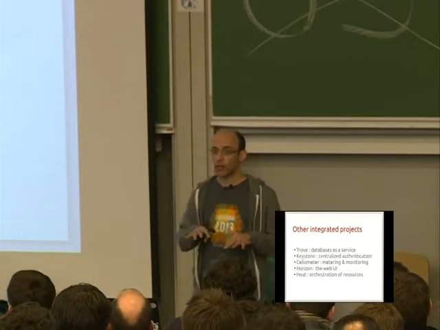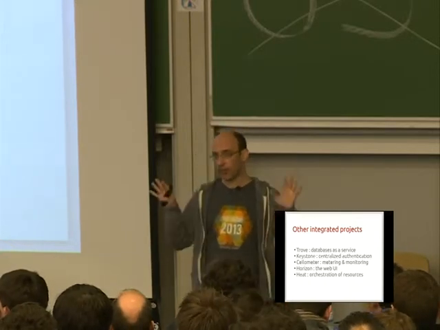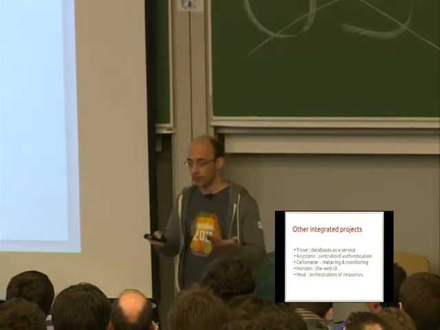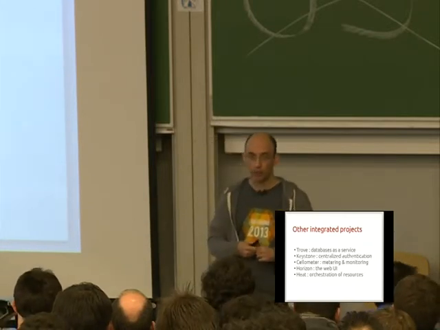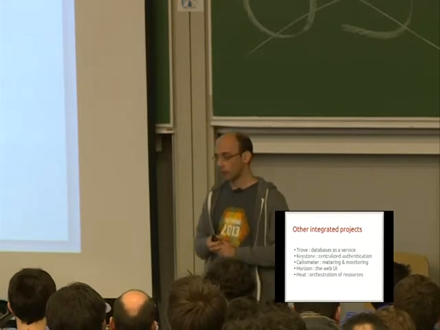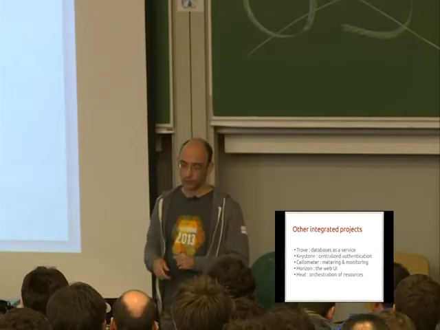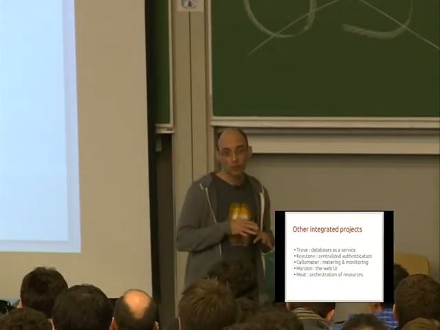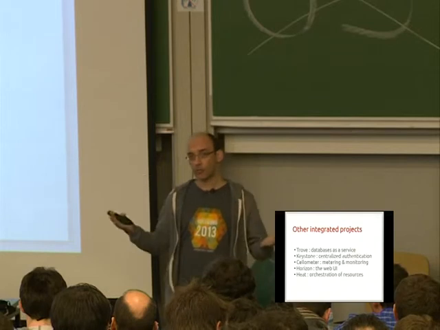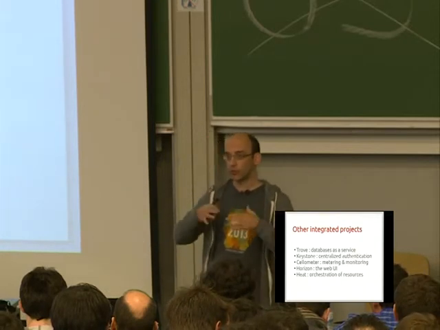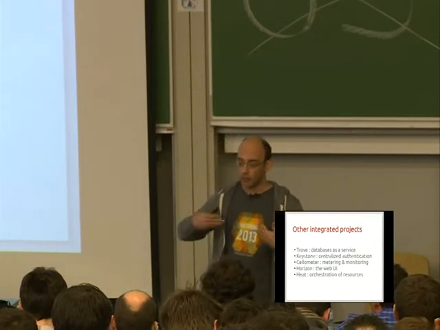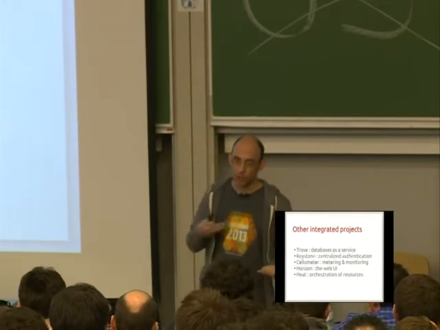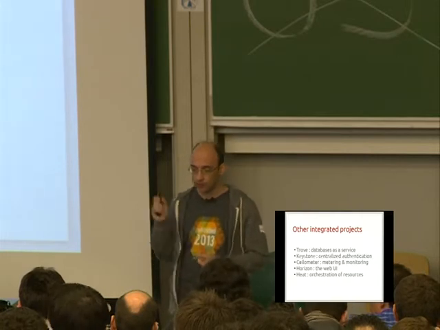Horizon is the web UI, so that's the user-friendly face of OpenStack. For people that don't really want to play with the REST API directly, you can use the web UI, and if you are more into JavaScript and Bootstrap, that's probably one good place to go. And finally, Heat is orchestration of resources, the ability to describe a set of OpenStack resources in a single template and deploy that in a predictable fashion. So if you're more into configuration management and orchestration, that's a good place to be.